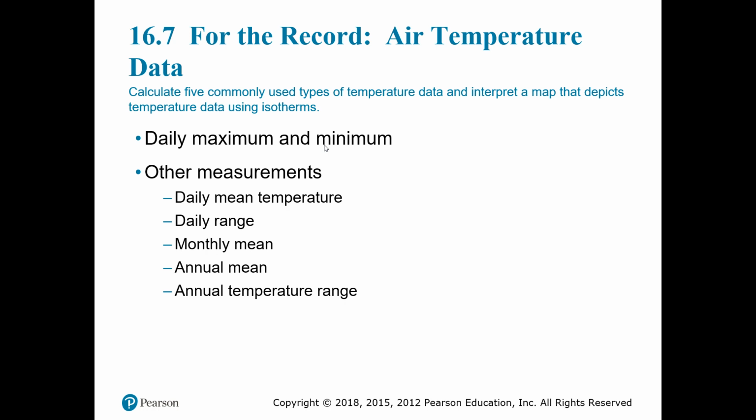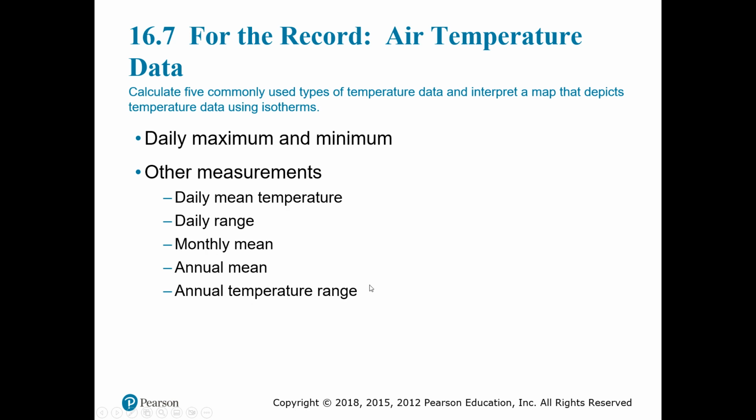So on a daily basis, we record our daily maximum and daily minimum temperature. If we subtract the two from each other, we get our daily range in temperature. We also have daily mean, and you'll see monthly mean and annual mean on this list too. Mean is just another word for average. So our daily average temperatures, our monthly and annual average temperatures. And then again, we have those ranges too. The daily range is just the maximum minus the minimum, and our annual temperature ranges too.